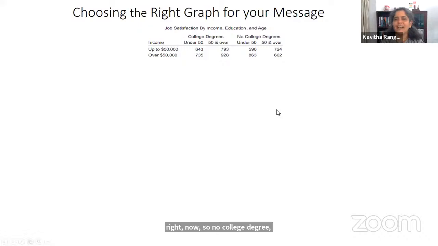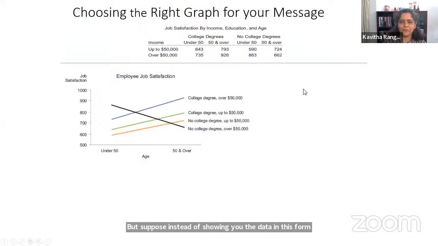Okay, so of course, this is a brain teaser. Even though there are only 8 data points, it's not easy to come up with the answer because you have to be able to do a fair bit of data crunching in your head. But suppose instead of showing you the data in this form, I'd shown you this and asked you the same question. It's very obvious now, right? So no college degree, over 50,000, job satisfaction is actually decreasing over time. And for the other 3, it is actually increasing over time.